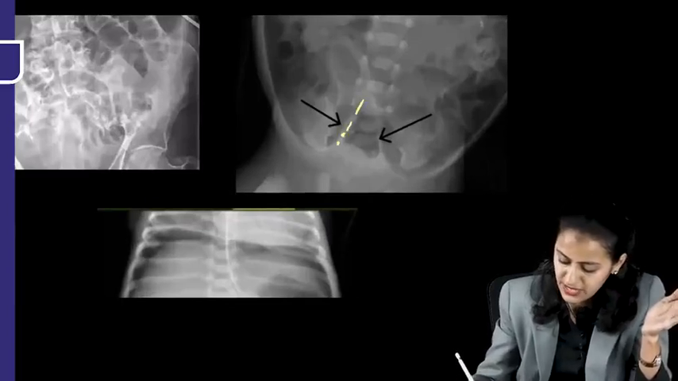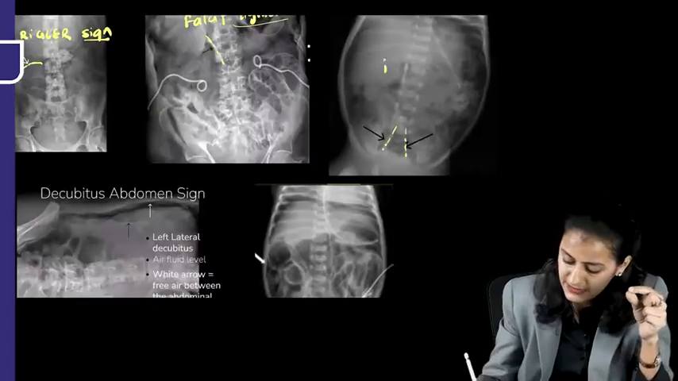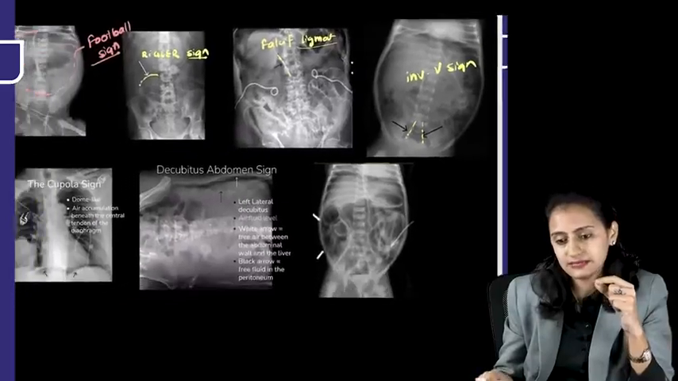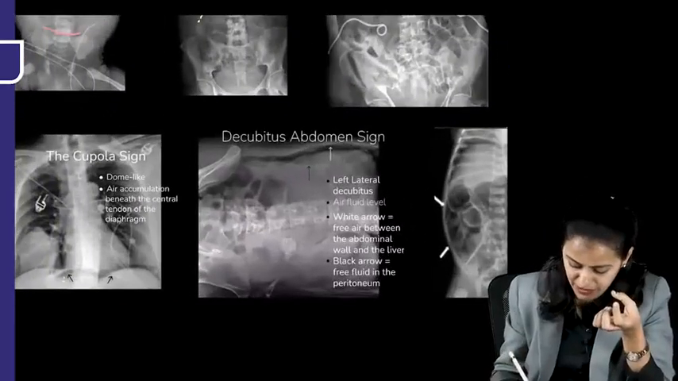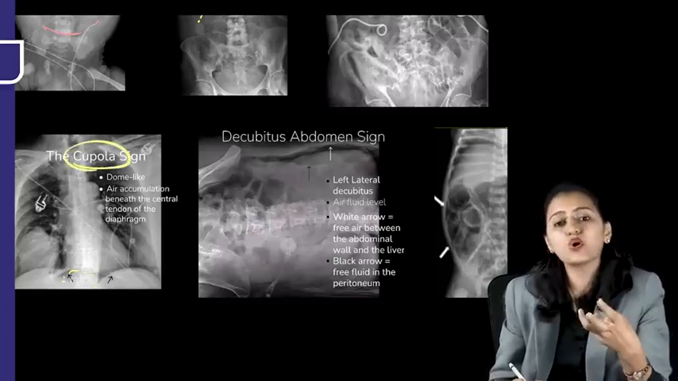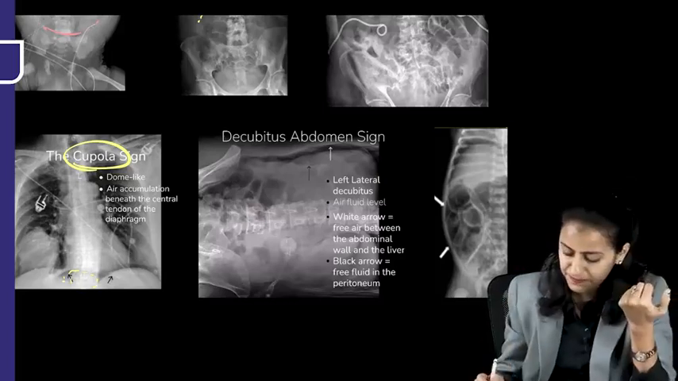So like you see here, the umbilical ligament appearing very clear, like the inverted V sign. It's because of the air on either side. Next one, if there is air beneath the central part of the diaphragm, that is called the cupola sign. Cupola is the dome, right? The dome here is the diaphragm.